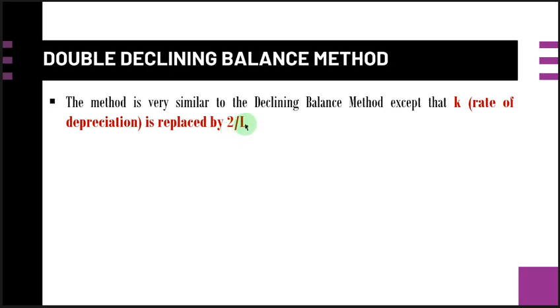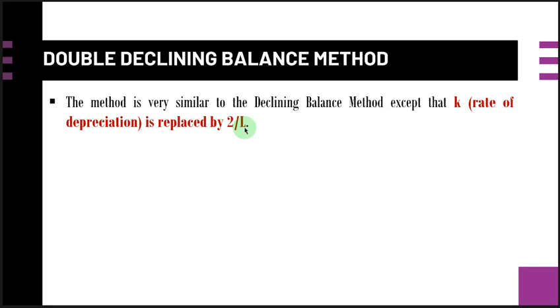So you can still use the same formulas in the declining balance method, but you are going to replace the K value there by this 2 over L. So more or less, it's just easy to remember. As long as you are familiar with the formula of the declining balance method, and when you are considering double declining, just replace the K value there, which now equals this 2 over L.